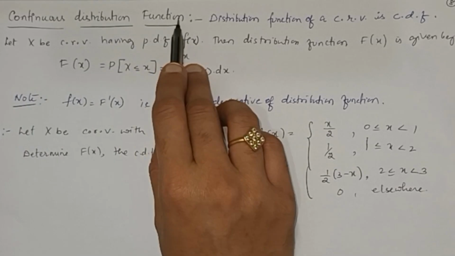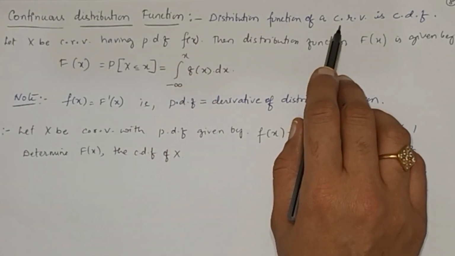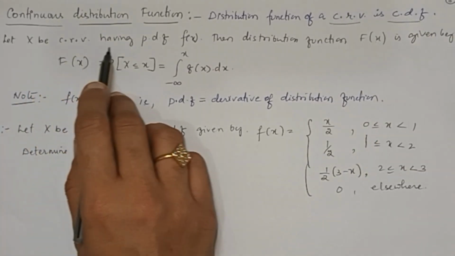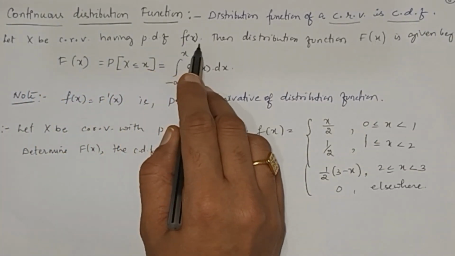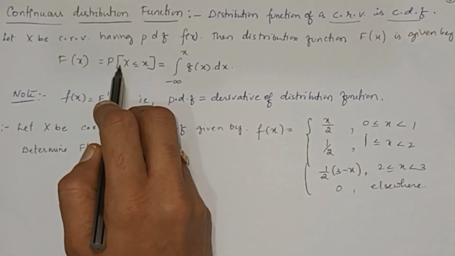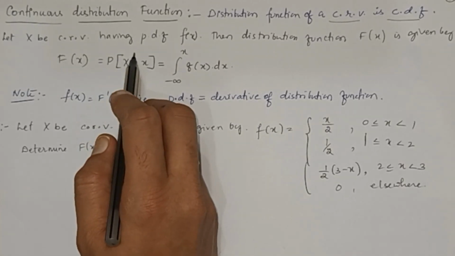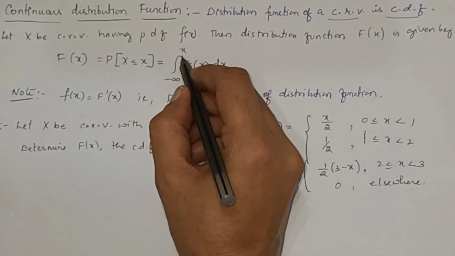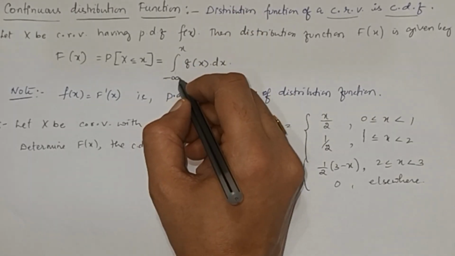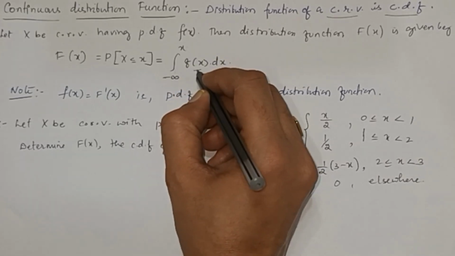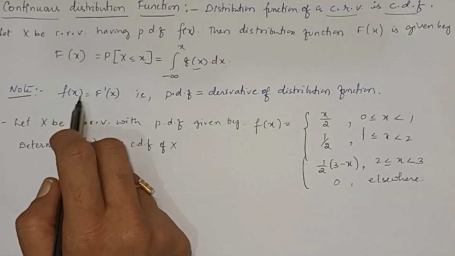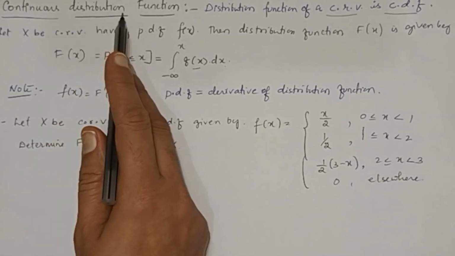So the continuous distribution function. This is the distribution function of a continuous random variable. See, let x be a continuous random variable having PDF f of x. Then the distribution function F of x is given by the sum of all the probabilities up to x and including x. So here the sum is represented using integration in the case of a continuous random variable, starting from minus infinity to the value x, the given PDF into dx. So there is one remark: the PDF is the derivative of the distribution function.